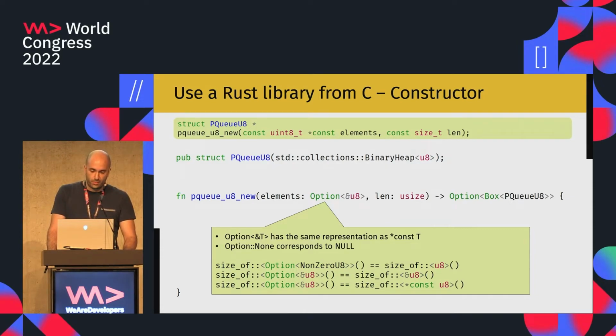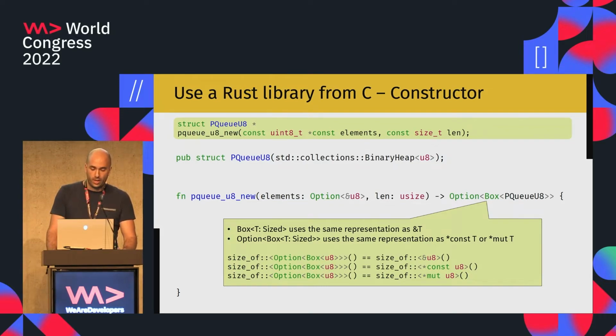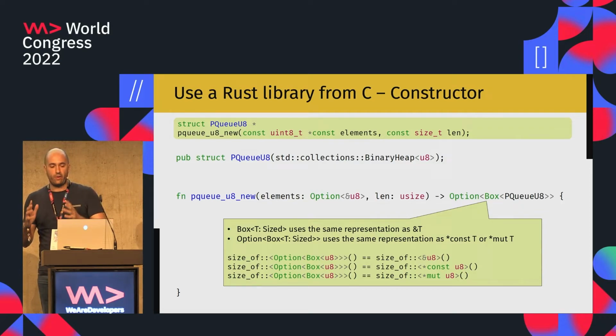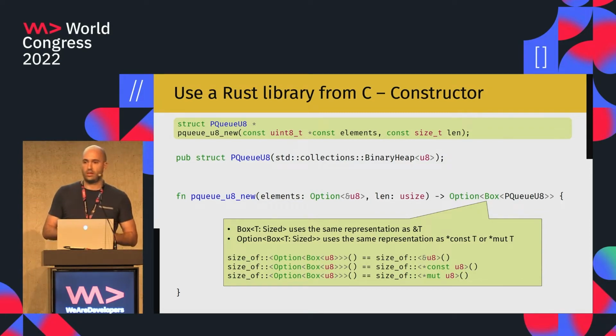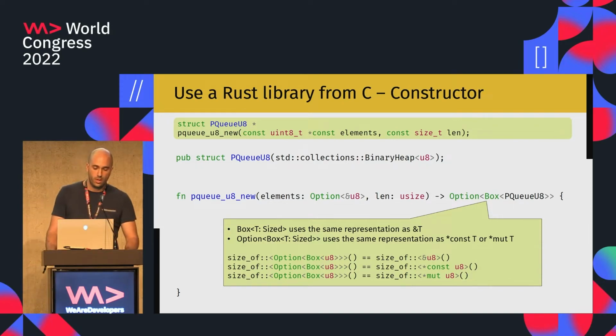All right, so another thing that might seem a bit strange is that we're returning an Option<Box<Queue>> here. So any Box carrying a type T, where T is sized, is guaranteed to be represented as a reference. And so an Option<Box<T>>, where T is sized, is guaranteed to have the same representation as a raw pointer.